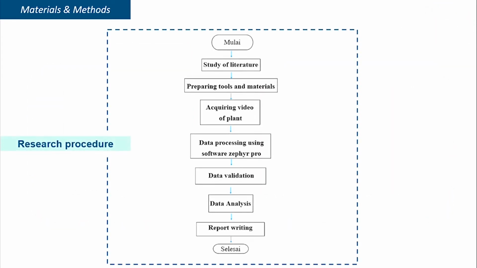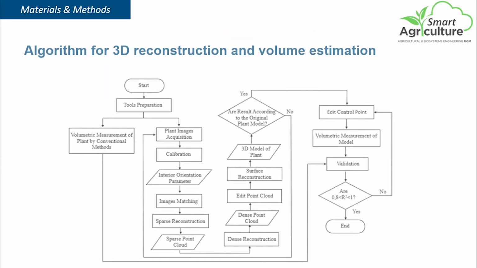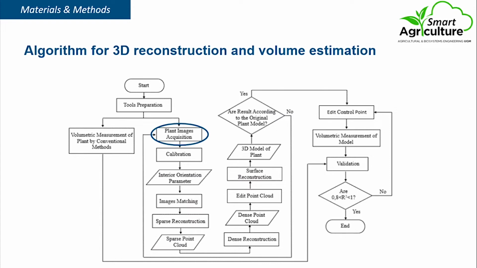This is the algorithm for 3D reconstruction and volume estimation. There are 5 main steps of 3D reconstruction: plant image acquisition, image matching, 3D model of plant, volumetric measurement of model, and validation.